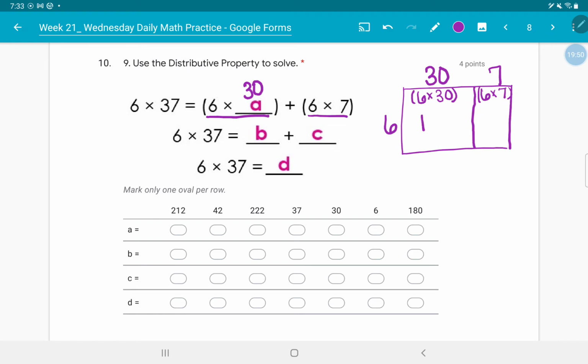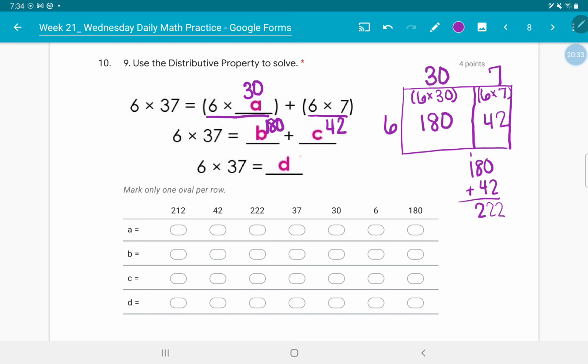6 times 30. 6 times 3 is 18. I have 1 zero. So B is going to be equal to 180. For C, we're going to do 6 times 7. 6 times 7 is 42. So C is equal to 42. Then I just have to add those together. 180 plus 42. 0 plus 2 is 2. 8 plus 4 is 12. Regroup the 1. And 1 plus 1 is 2.